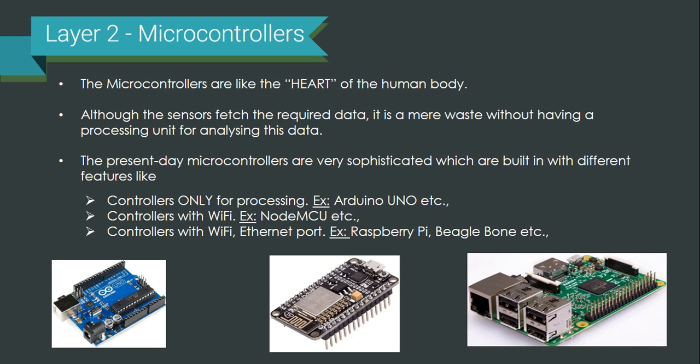I have got a microcontroller only for processing, like Arduino Uno. I have got a microcontroller with Wi-Fi support, which is beautiful connectivity for prototyping and proof of concept. NodeMCU is the best example. Controllers with Wi-Fi and Ethernet port are also available in the market, which include Intel's UP Squared kit, Raspberry Pi kit, BeagleBone kit, etc. But these might be a little expensive. It could be around $300 if you go for the UP Squared kit. It would be around a few hundreds of rupees if you go with Arduino or NodeMCU.